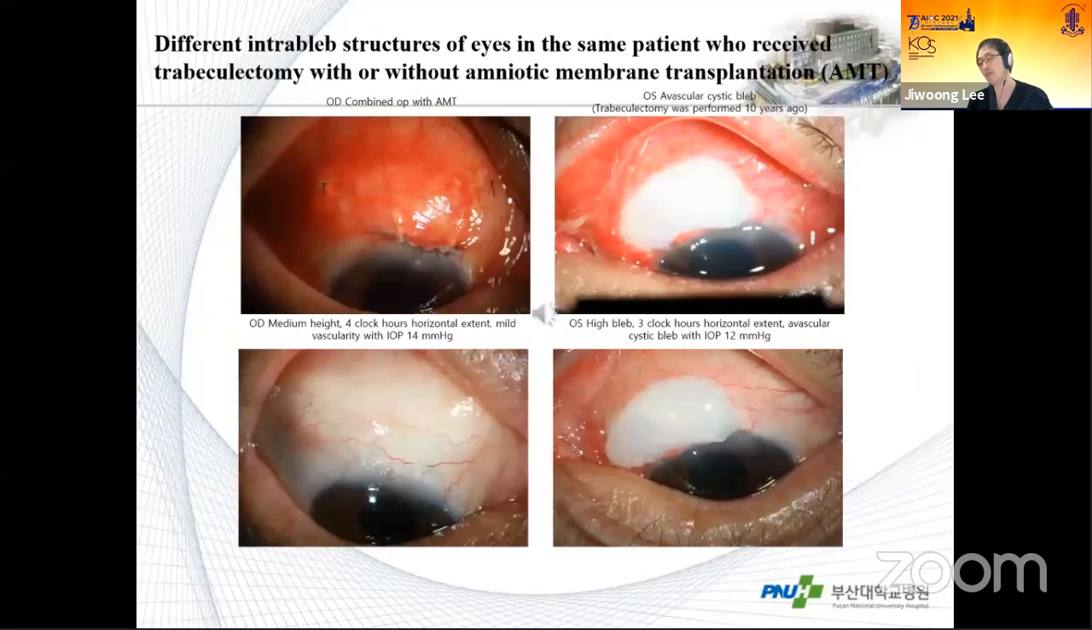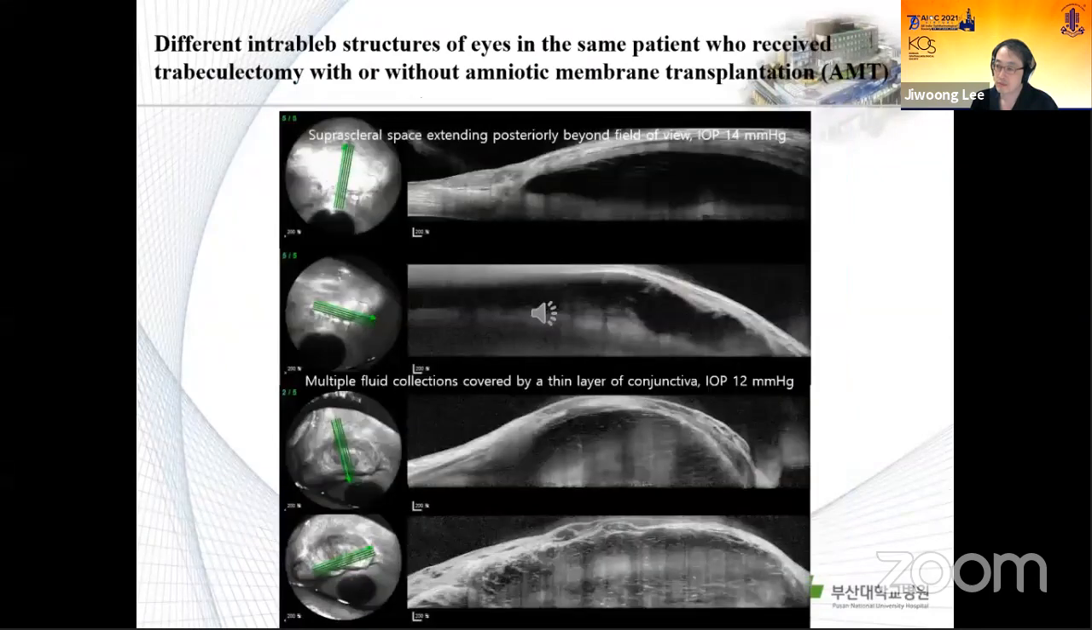This slide shows the right and left eye of the same patient who received trabeculectomy in both eyes. The right eye received trabeculectomy combined with AMT, and the left eye received trabeculectomy alone in another clinic. ASOCT shows that the suprascleral space extended posteriorly beyond the field of view after trabeculectomy with AMT, whereas multiple fluid collections covered by a thin layer of conjunctiva were found in the left eye after trabeculectomy alone.